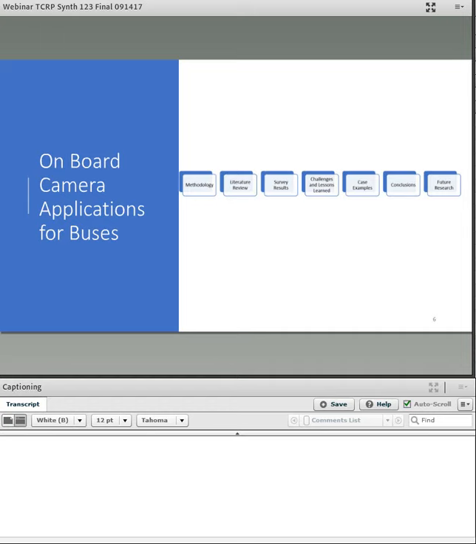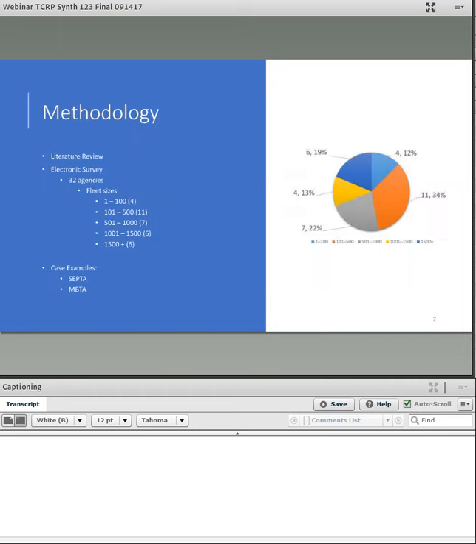To get into the study, we had a methodology. We did a literature review, we put out an electronic survey, and we also did in-depth interviews with certain agencies that had particularly interesting stories and an interest in helping out. After we got the surveys back, we looked at the results, the challenges and lessons learned, the case examples, conclusions, and then future research, because as you do this research, it always leads into more research.